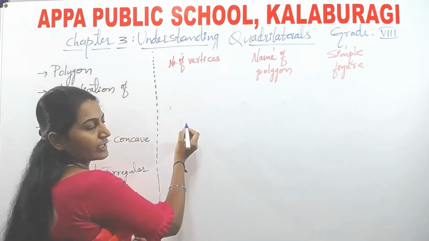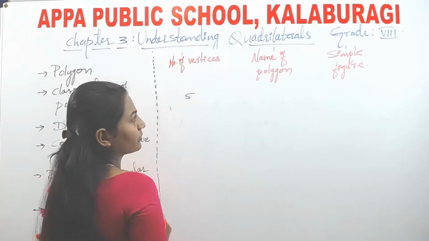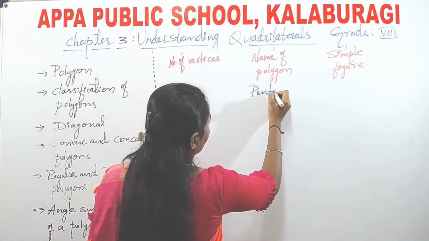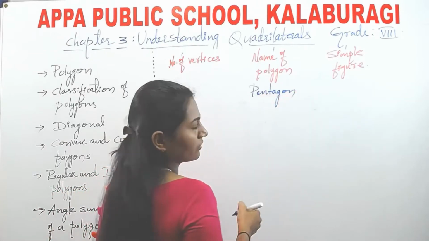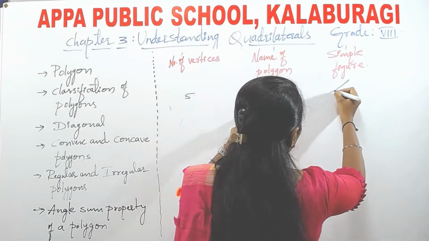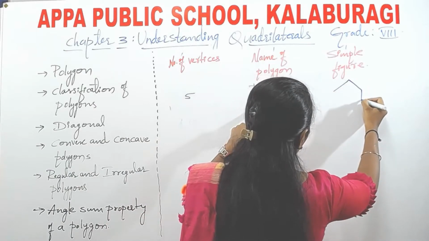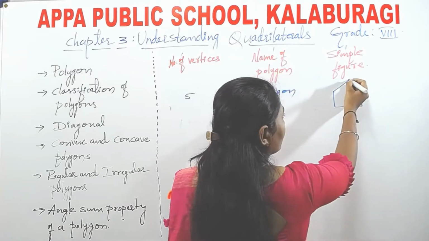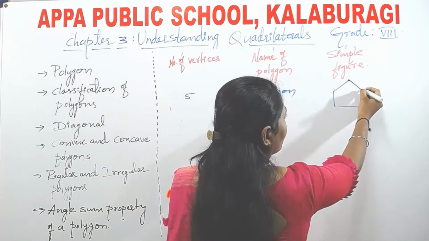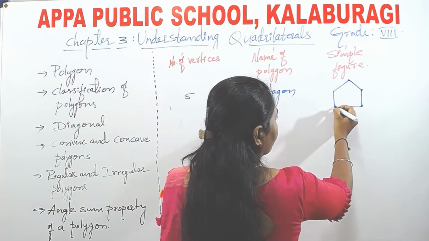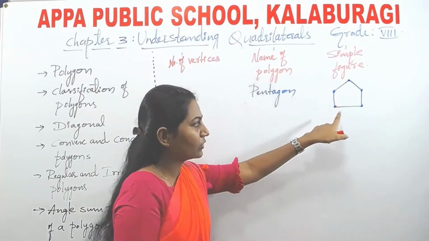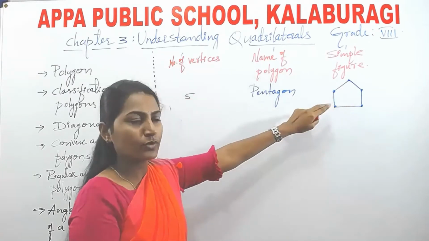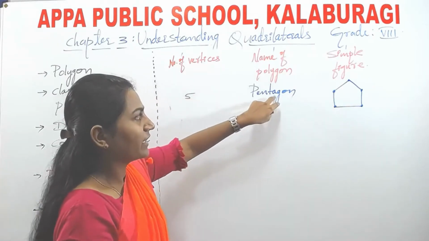If the number of vertices is 5, I call it a pentagon. This is the pentagon. You can see vertex number 1, 2, 3, 4, and 5. If you count, the vertices are 5, and the sides are also 5. Therefore, I call it a pentagon.